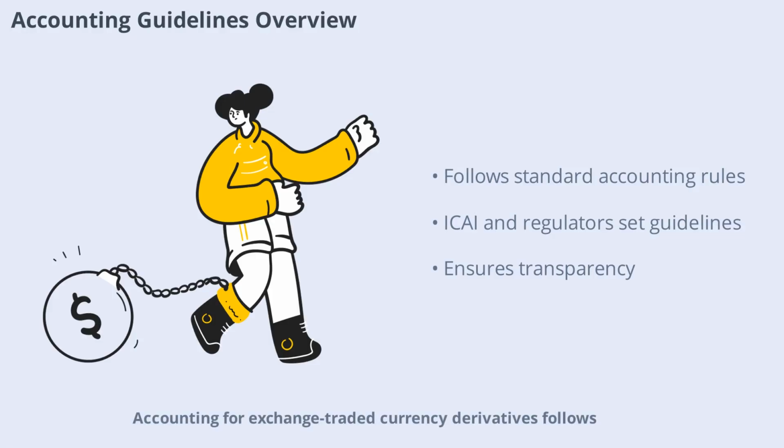Accounting for exchange-traded currency derivatives follows standards similar to other exchange-traded derivatives. The accounting, valuation, and capital requirements are governed by the applicable accounting standards and valuation methods prescribed by the Institute of Chartered Accountants of India, ICAI, or other relevant standard-setting organizations. Regulators may also specify additional requirements for participants. This ensures consistency and transparency in how derivatives are reported in financial statements. By adhering to these standards, entities can provide stakeholders with a clear picture of their financial positions and risk exposures.